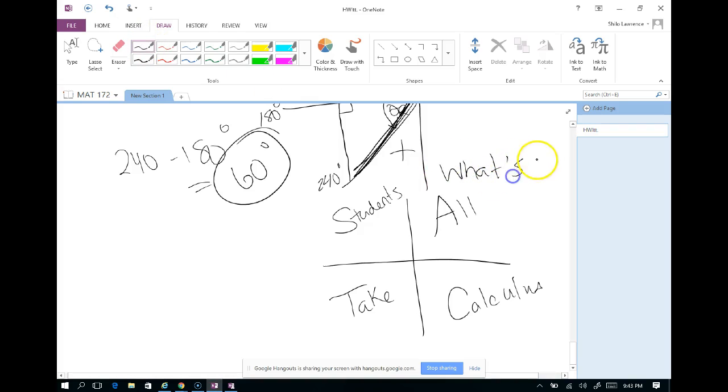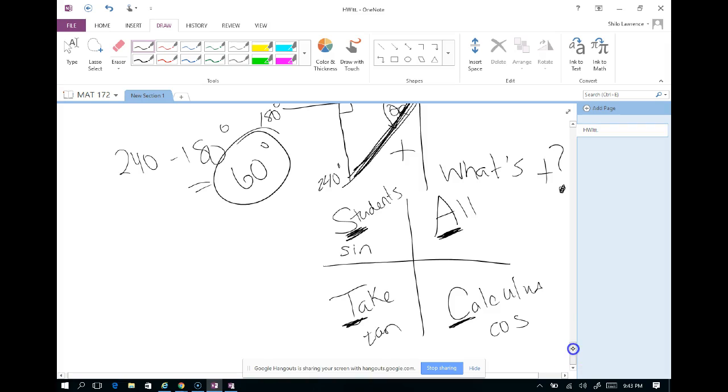Now, if you look at the first letter for each of those words, in quadrant 1, everything is positive. In quadrant 2, sine is positive. In quadrant 3, tangent's positive. In quadrant 4, cosine is positive. So our angle, 240, was in quadrant 3. And in quadrant 3, only tangent and its reciprocal cotangent are going to come out positive. Everything else is going to come out negative.